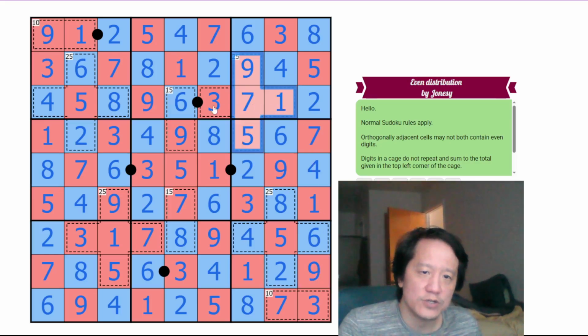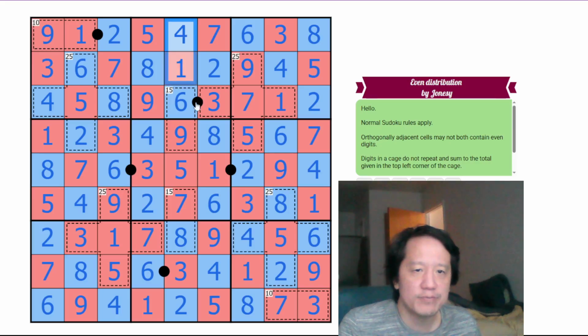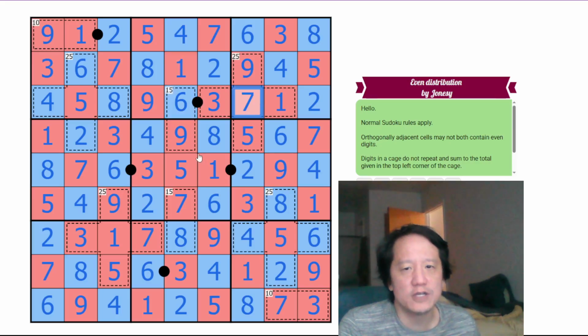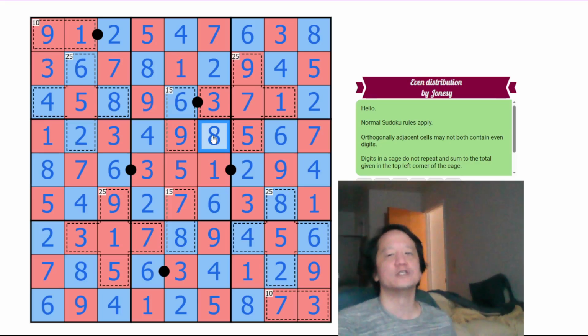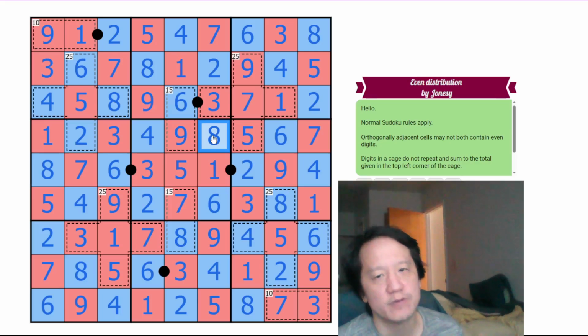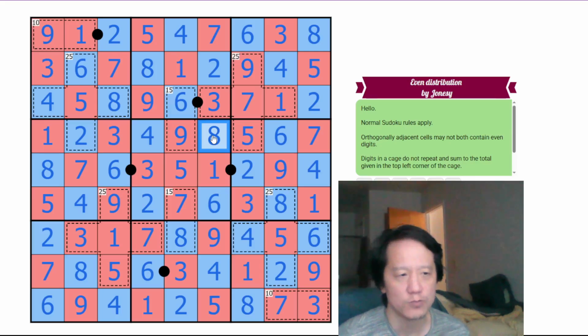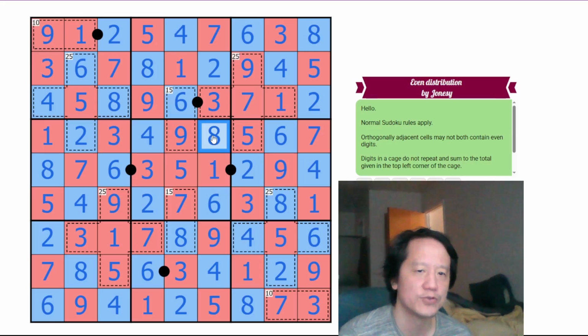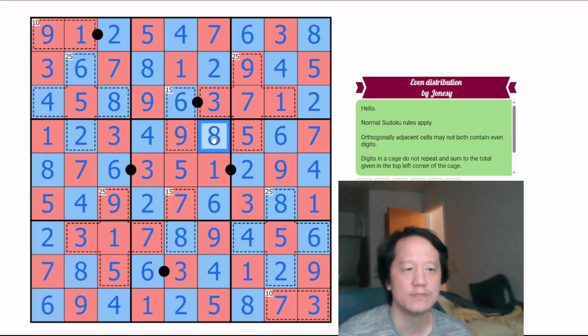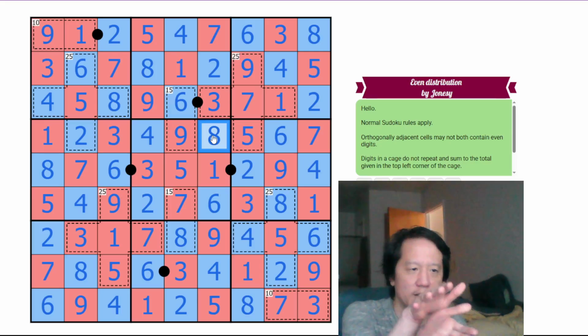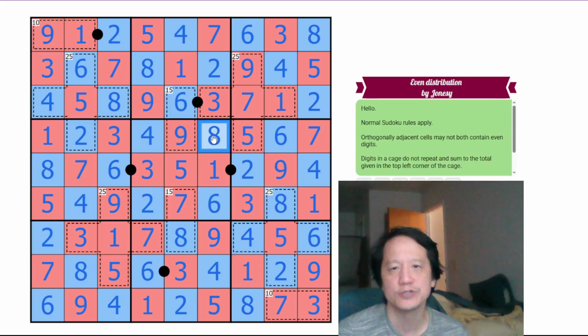And that's how you solve it. Yeah, pretty straightforward, especially with the no orthogonally adjacent cells can both contain even digits. It's a very restrictive rule set for that. So it definitely narrowed down how you had to approach this.